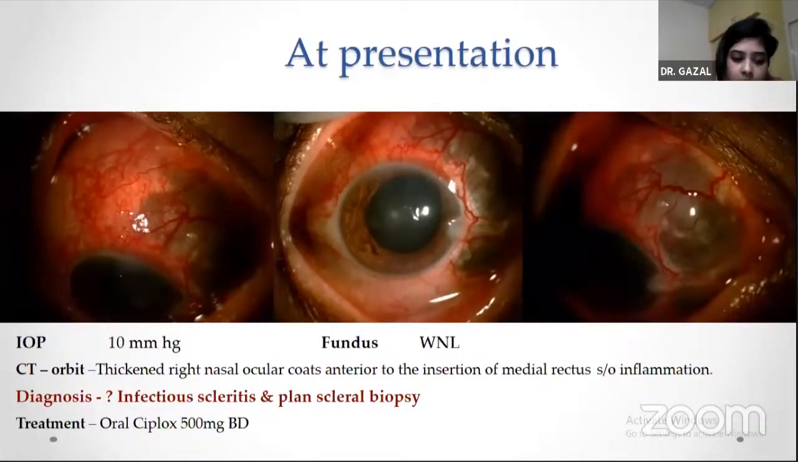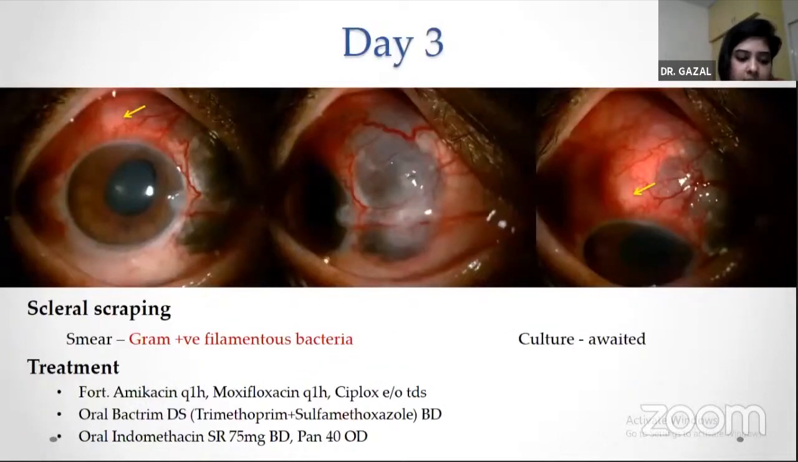So suspecting a diagnosis of infectious scleritis, scleral biopsy was planned and the patient was started on oral ciprofloxacin 500 mg twice daily. On day 3, we noticed an increase in the scleral swelling with a pustular appearance. At the same time, the smear showed gram-positive filamentous bacteria suggestive of Nocardia. Awaiting the culture report, the patient was started on fortified amikacin and moxifloxacin at 1 hourly interval with ciprofloxacin eye ointment thrice daily, along with oral Bactrim DS and indomethacin with pantoprazole.